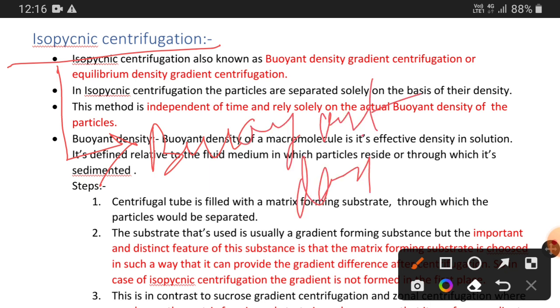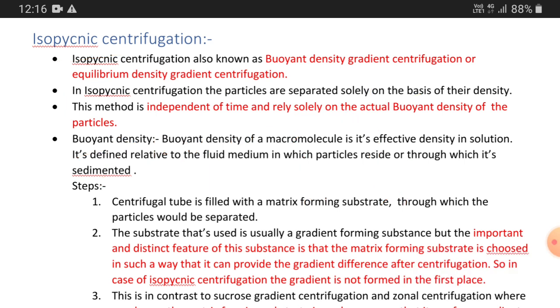So what is the meaning of buoyant density? I hope you know. The buoyant density is the effective density of the macromolecule suspended in a liquid. That means it is a relative term depending on the type of the medium in which it either resides or through which it is sedimented. So the main idea of isopycnic centrifugation is that it separates molecules on the basis of their differences in density.